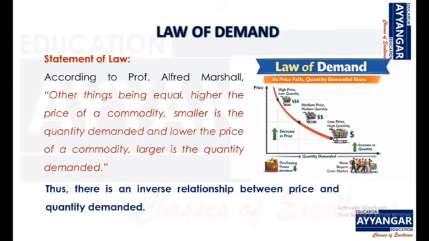Let's understand the statement of law. According to Professor Alfred Marshall, other things being equal, other things remain the same or remain constant, higher the price of the commodity, smaller the quantity demanded, and lower the price of the commodity, larger the quantity demanded. So here we can clearly see the price and the quantity are inverse or opposite to each other. Thus, there is an inverse relation between the price and the quantity demanded.